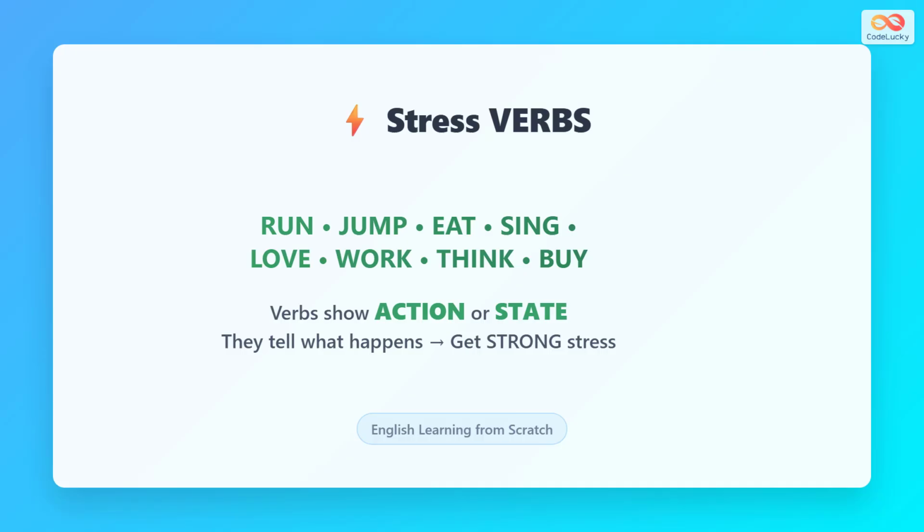Now let us look at verbs. A verb shows an action or a state. Examples of action verbs include run, jump, eat, and sing. Examples of state verbs include love, work, think, and buy. Verbs tell what is happening in a sentence. Since verbs carry important meaning, we always stress them. When you speak a verb, make it louder and longer than the words around it. For example, in the sentence "she loves to read," you stress the word loves. This tells your listener what action or feeling is most important in the sentence.